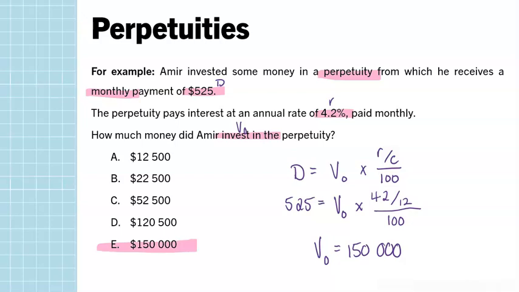My other option there would be to check each of the 5 options, substituting into the formula to see what the payment amount came out as. But if you know that you need to use this formula, you will always have all of the other 3 pieces of information, the D, R, and C, and then it's just solving for the initial amount.